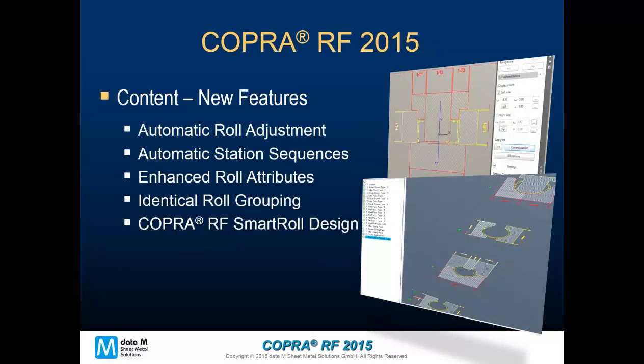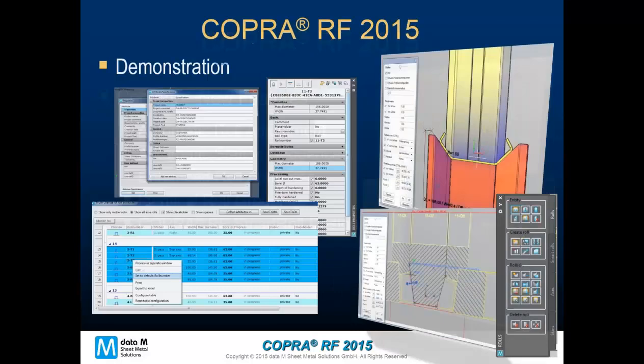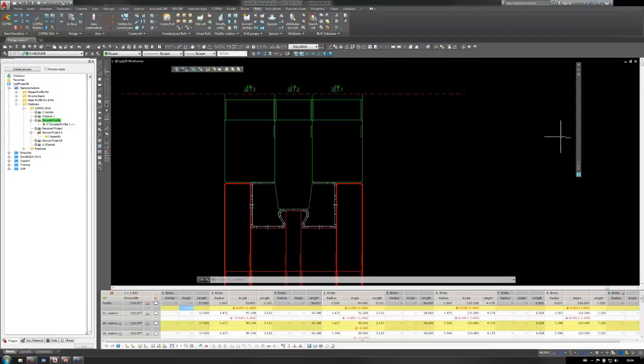Secondly, I'm going to take you through some automatic roll adjustment, automatic station sequences, enhanced roll attributes, identical roll grouping, and a particular favourite of mine, the new COPRA RF Smart Roll design. So I'm just going to take you directly into the demonstration of that now. First of all, we'll talk about the new common features.